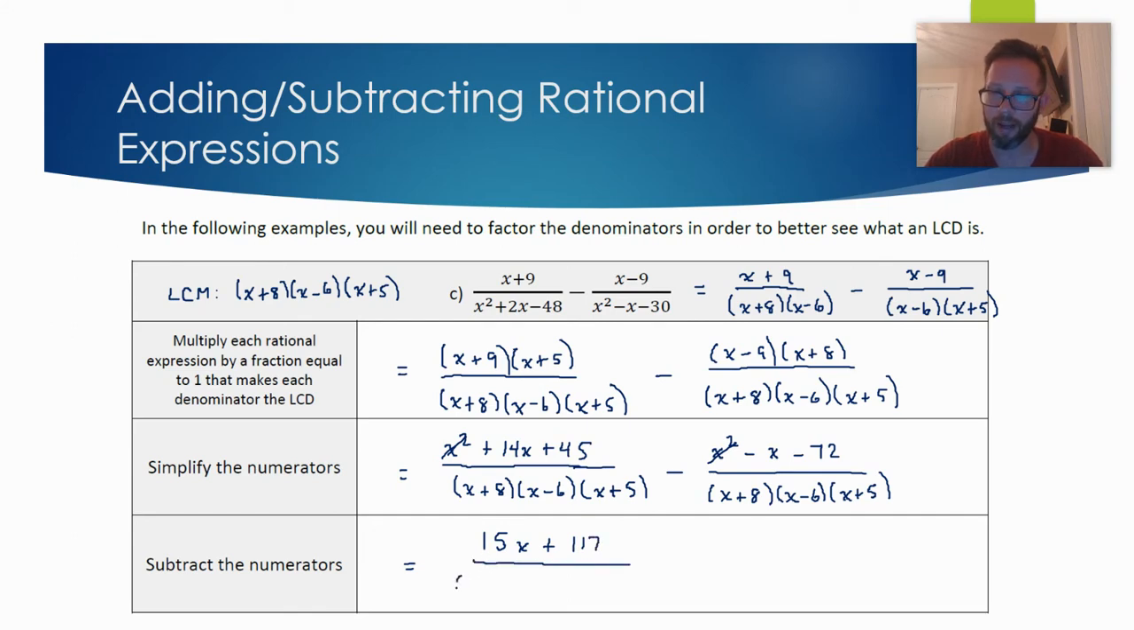If I make any mistakes I don't catch here, you guys can let me know in the comments. But again, the restrictions here aren't too bad because we've factored right here. It's easy to see what makes the bottom 0. It was minus 8, positive 6, minus 5.